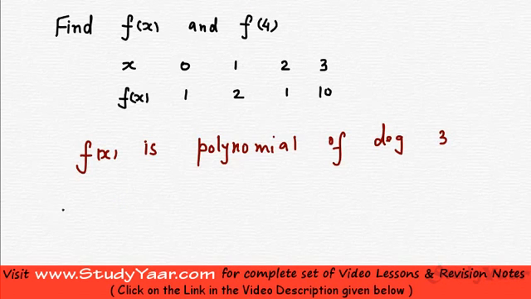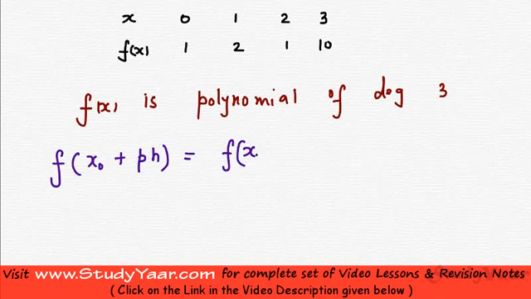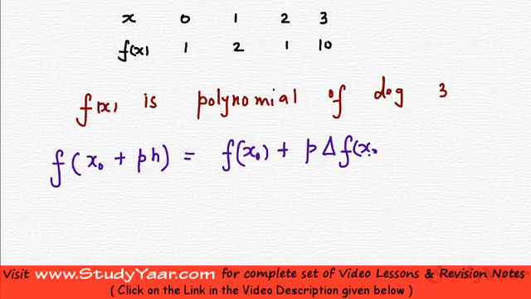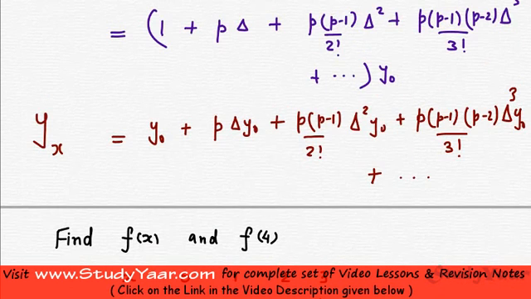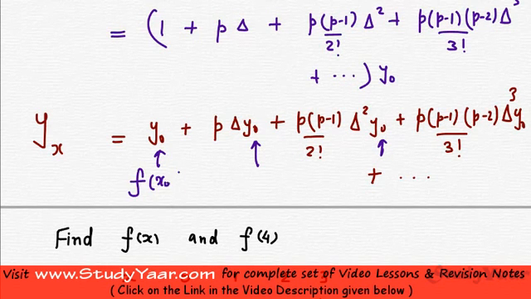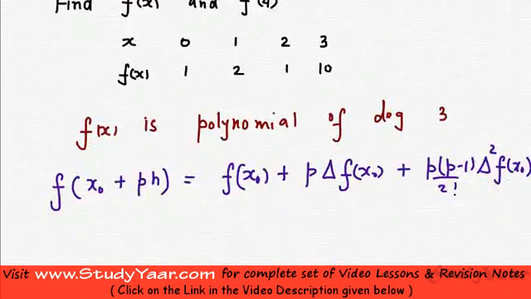My Newton's forward interpolation formula gives me f of x0 plus p into h is equal to f of x0 plus p into delta f of x0 plus p into p minus 1 upon 2 factorial delta square f of x0 and so on. We've seen the formula over here. We had y0 everywhere, and what is your y0? y0 is essentially the f of x0. So I have written the formula in terms of f of x rather than y0. So this is my formula.